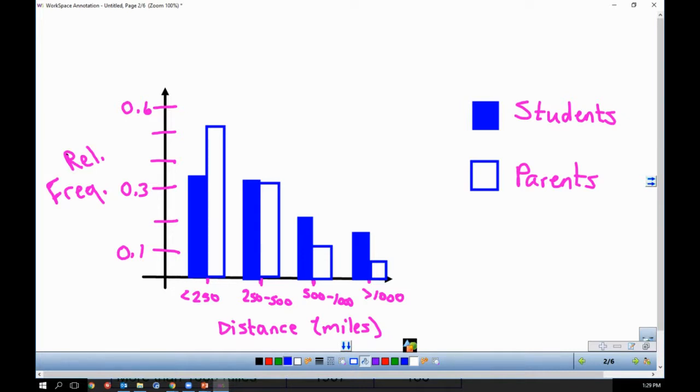Okay, then what are we forgetting? Our chart looks good and all, but what's the one thing we're forgetting? Title. What do we want to call this? What did they measure? Distance. So sure, sounds good. Let's say college distance from home. Maybe preferred college distance from home. That works too.